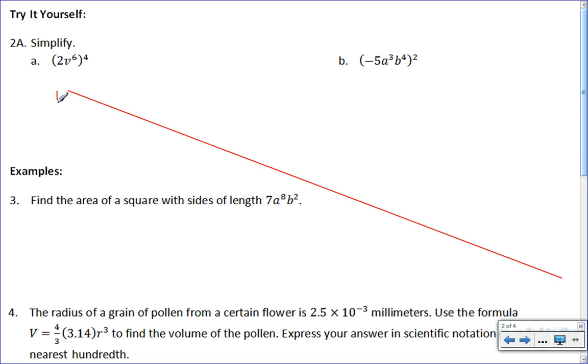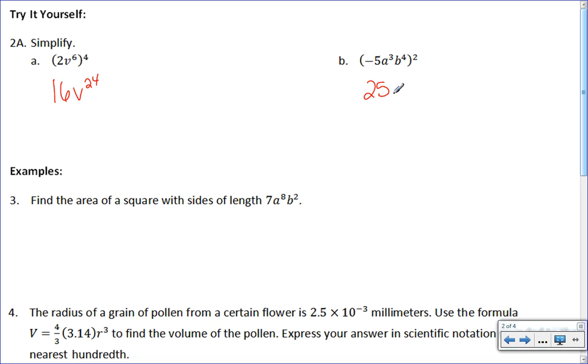Okay, here you should have 16 b to the 24th. And then here we should get 25 a to the 6th, b to the 8th.